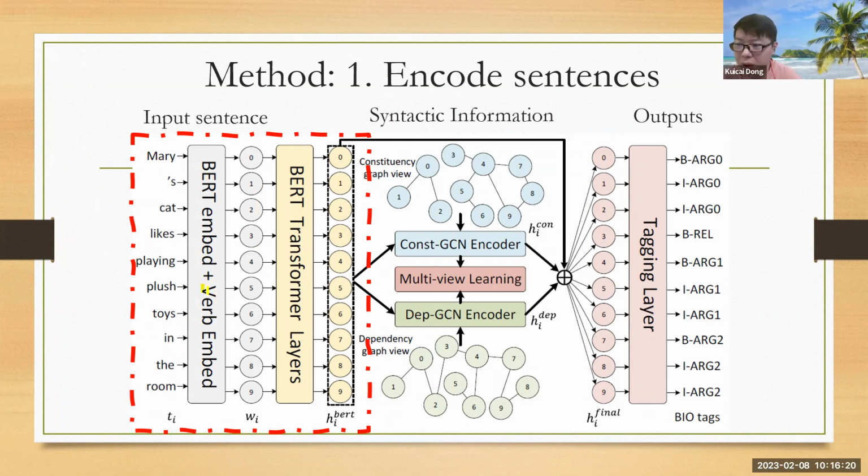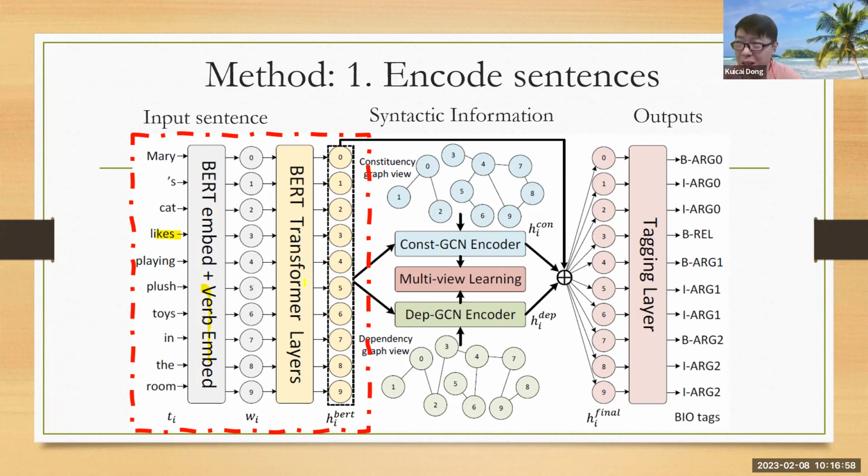Note that we have a verb embedding, because for OpenIE the relation is usually a verb. So we highlight the verb: we give an embedding of 1 to the verb token, while the rest of the tokens get a 0. That tells BERT to differentiate between the verb token and the non-verb tokens. This embedding is fed into the BERT transformer layers.